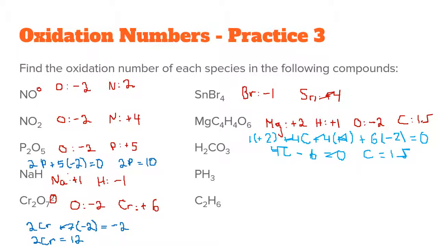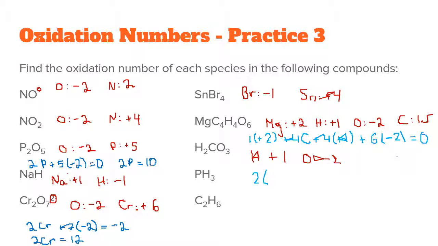I'm going to erase this so we've got some room. Next one is H2CO3. So again, we have rules for carbon, we have rules for hydrogen, we have rules for oxygen. We're going to find carbon. Rule for hydrogen is +1. Rule for oxygen is -2. And so we can find carbon.